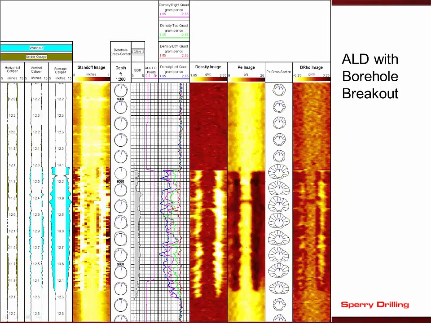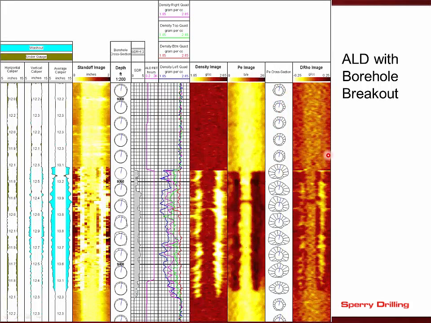Finally, I've got a plot here which has an awful lot of information on it, and I'll try and explain what's going on. What this shows is a mixture of data, all of which came from the ALD. Starting over here, we've got the density image. Next to that, you've got the PE image. This plot here is a cross-section of the borehole that has been generated from the PE data.